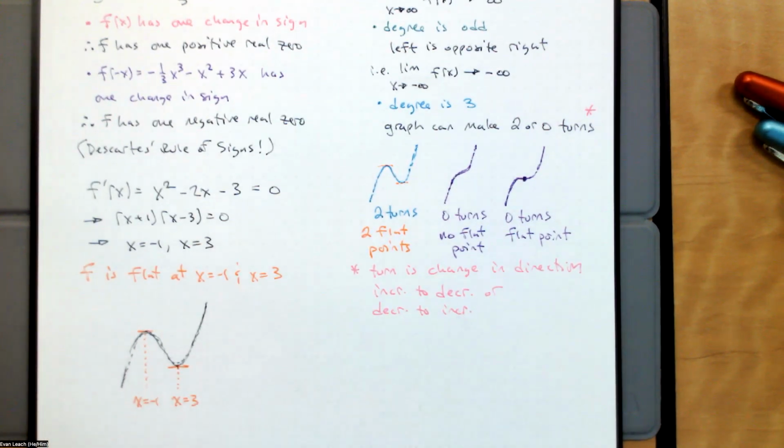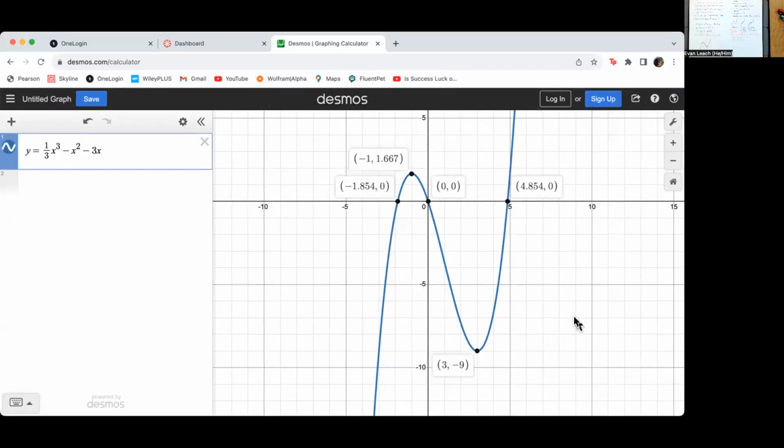Before -1, the derivative must be positive. Between -1 and 3, the derivative is going to be negative. And after 3, the derivative is going to be positive again. If we take a look at the graph, this is the same graph that we were looking at before. That's exactly what's going on. There are also the zeros, which are irrational, not surprisingly, because a third x cubed minus x squared minus 3x does not have any rational zeros, so no surprises there.